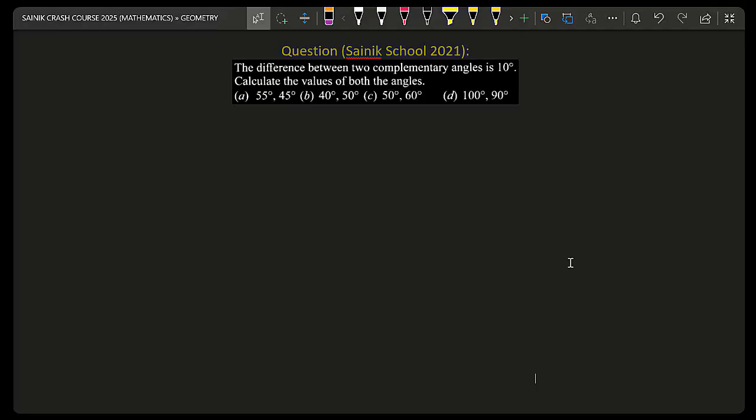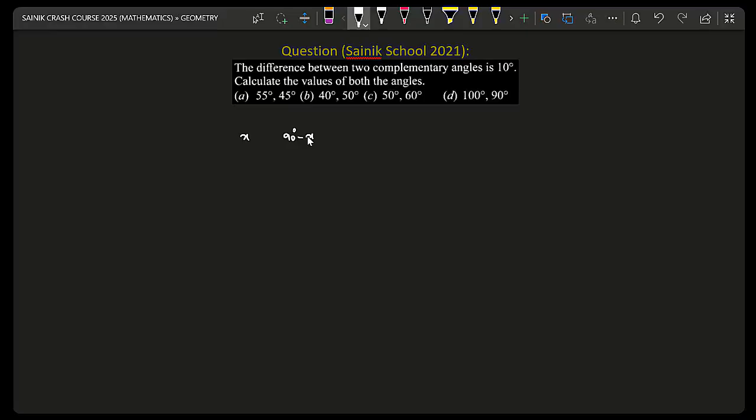Suppose options are not there, how will you solve? Sir, we can call it x. Okay, any one angle you're calling x. If one angle is x, what will be the other angle? Suppose you have 90 minus x. Very good, excellent answer. So if one angle you call x, another angle becomes 90 degrees minus x because they are complementary angles, right?